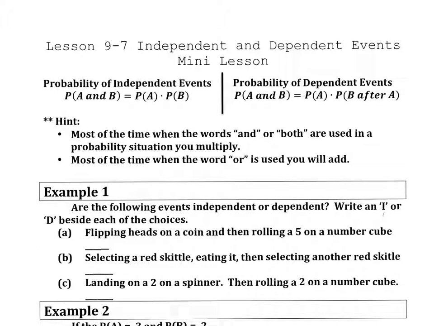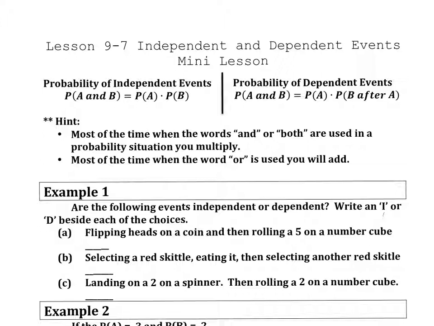Hello. Today we're going to be taking a look at Lesson 9-7, which is independent and dependent events. So first of all, just to remember, independent events have no effect on each other. So the occurrence of one does not affect the probability of the second. Dependent events, on the other hand, either the favorable outcomes or the total outcomes changes after the first event occurs.